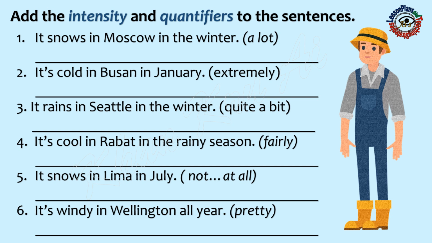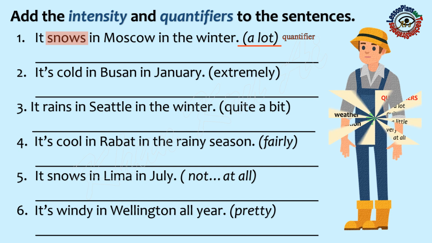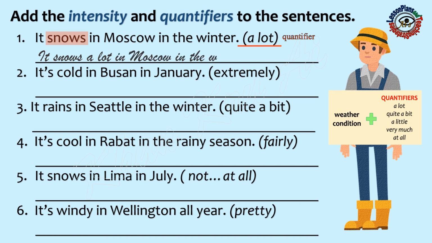1. It snows in Moscow in the winter. Snows is our weather condition, and we have here a lot as our quantifier. Remember that you're going to write the quantifier after the weather condition. So, we have this sentence. It snows a lot in Moscow in the winter.